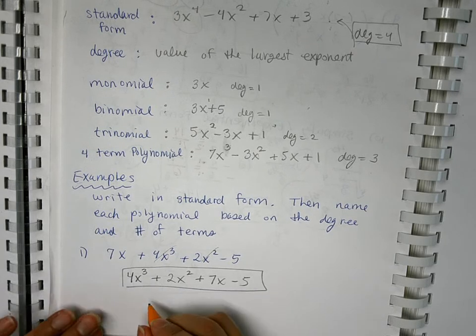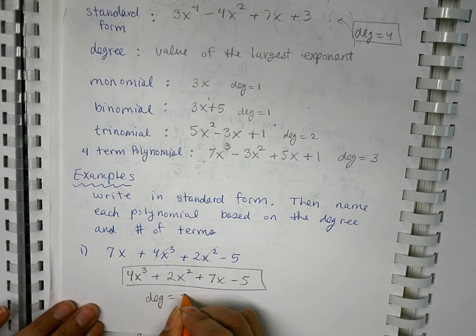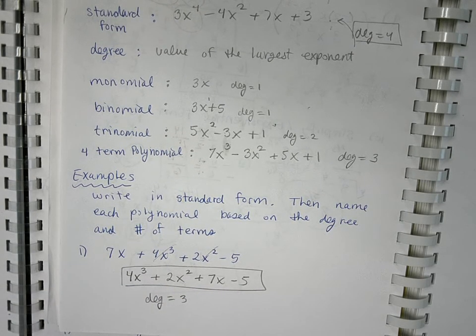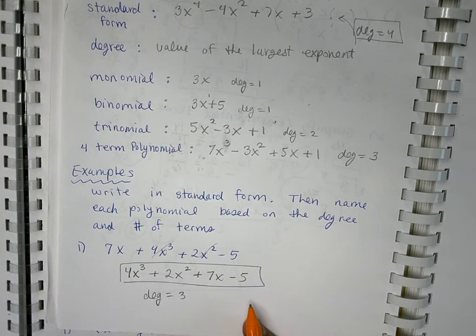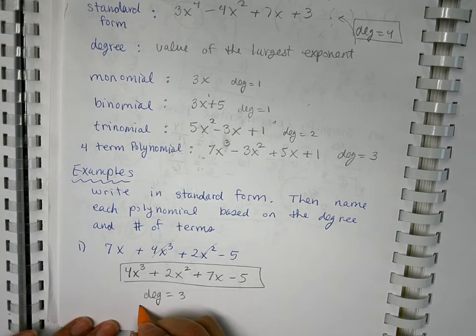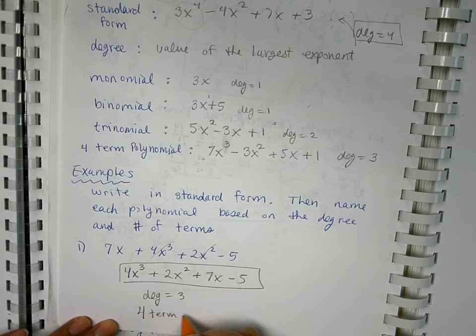All right, now I heard degree 3. Do you guys agree the degree is 3? Yes or no? Yes. All right, degree is 3 because that's the value of the largest exponent. And how many terms? Does that one have a special name, or is it just a 4-term polynomial? 4-term polynomial.